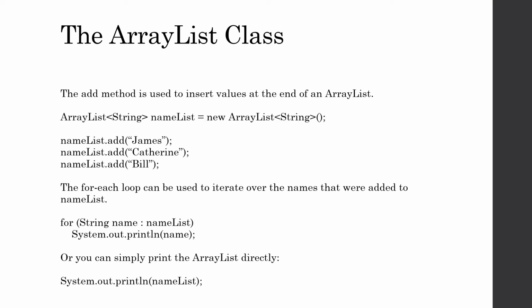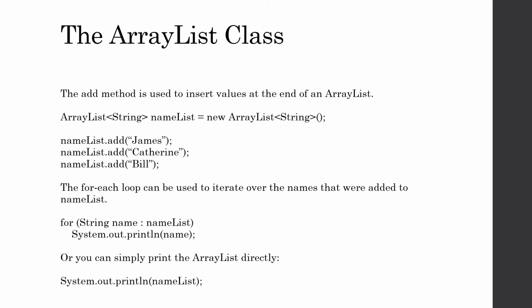To iterate over the names that were added to name list, in this particular example we're going to use a for each loop. So we're going to say for each string that we call name in our name list, we'll just go ahead and print that name to the console. Or you can actually just print the contents of the array list directly. This is another advantage of the array list over traditional arrays.